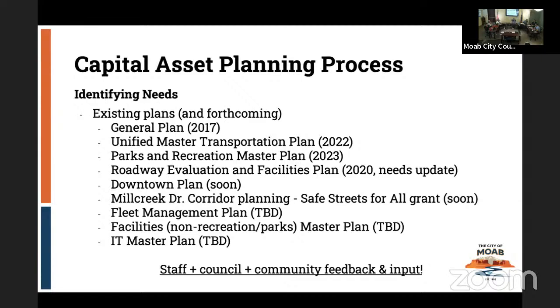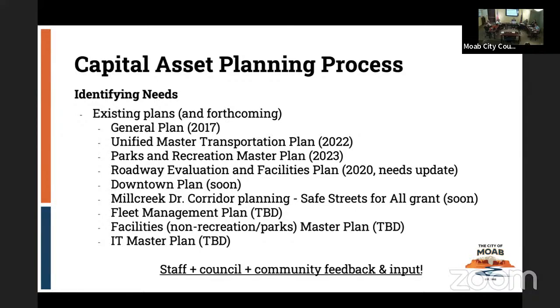So moving on to the overall capital asset planning process, it's a three-part process. You identify your needs, you prioritize your needs, and you fund your needs, right? Identifying needs largely happens through a formal planning process, in that we have all of these published plans, and plans we know are either coming soon or that we need to initiate. For instance, we don't have a fleet management plan, and that would be a good plan to have, because right now we just deal with our vehicles ad hoc.